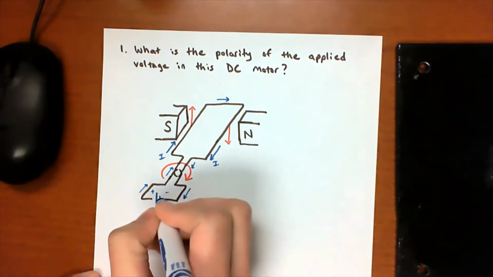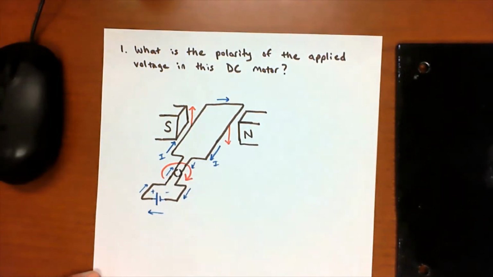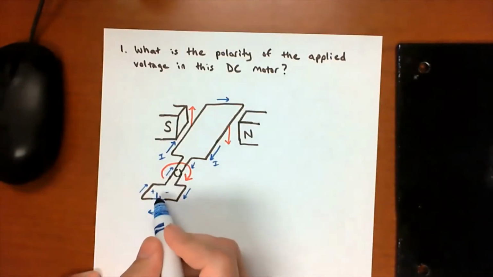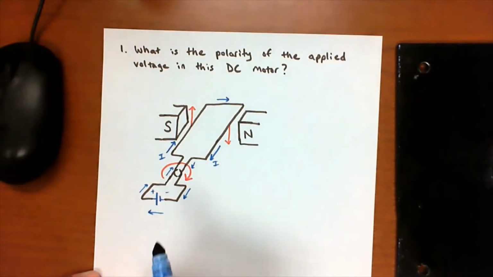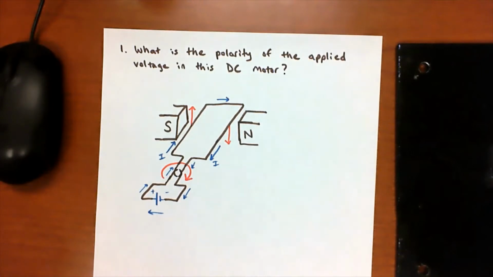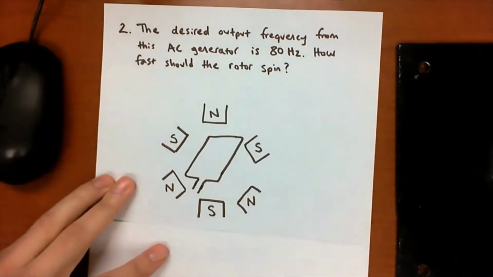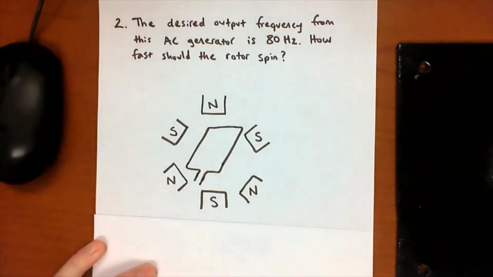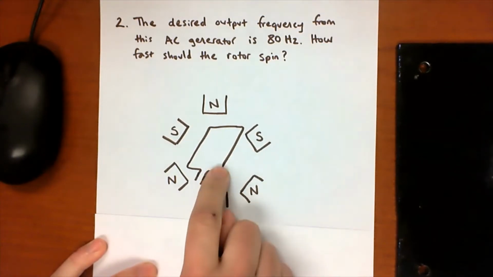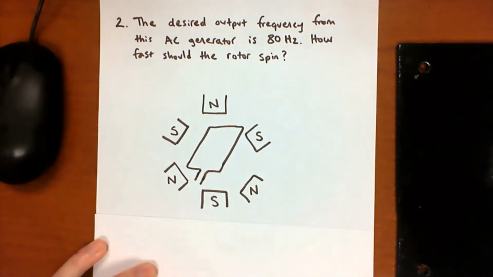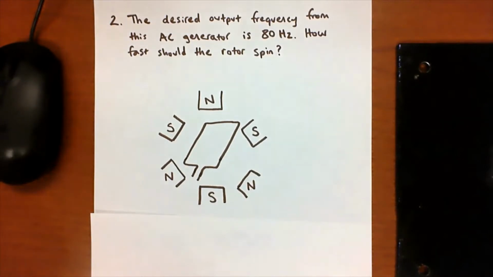It looks like this. So there is our answer, with the positive side on the left and the negative side on the right of the DC applied voltage. So that's number one. Moving on to number two, we're told that we have this generator. It's an AC generator, and the armature is on the rotor, and we want to produce 80 hertz of AC electricity. That's the frequency. How fast should the rotor spin?